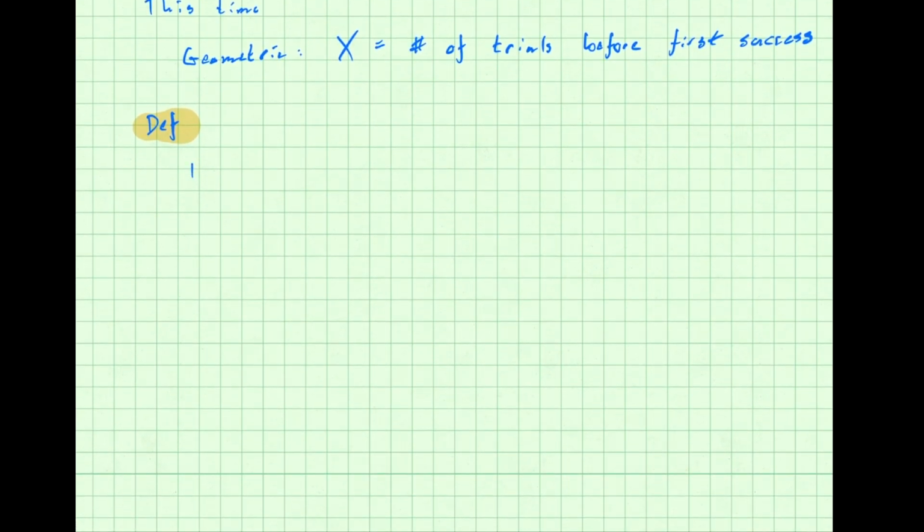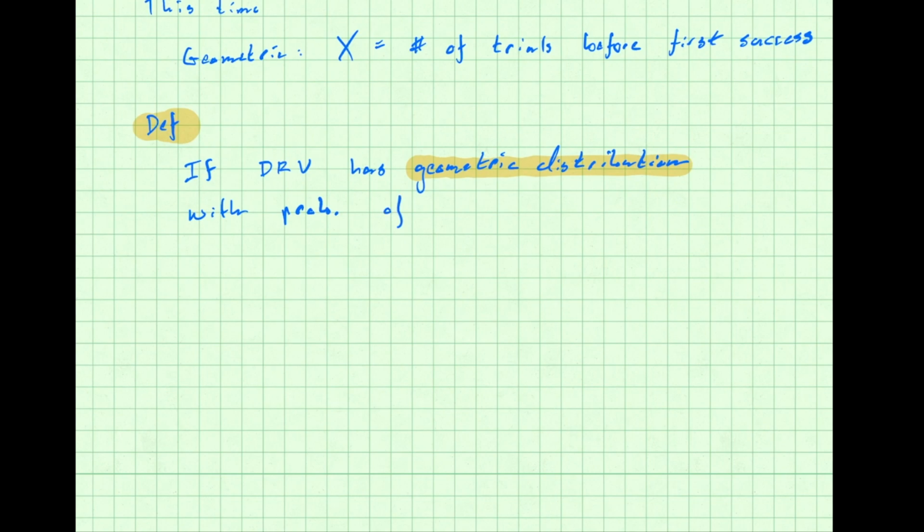We'll say if some discrete random variable has a geometric distribution, with a probability of success parameter p, which it inherited from a Bernoulli distribution, and that's in the interval 0 to 1, then the following things are true. This is just the defining properties.